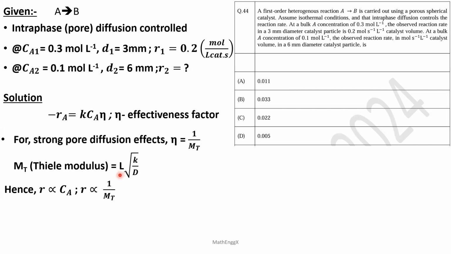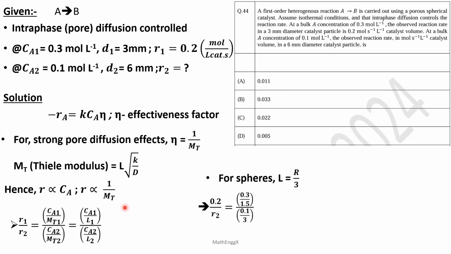So since the other parameters k and D remain unchanged, we can write rate as directly proportional to Ca from the rate expression and as inversely proportional to Thiele modulus from the definition of effectiveness factor. Hence, expanding these conditions to the two scenarios and taking the ratios of the rates of the reactions, we get Ca1 by Mt1 divided by Ca2 by Mt2, which is further written as Ca1 by L1 divided by Ca2 by L2.